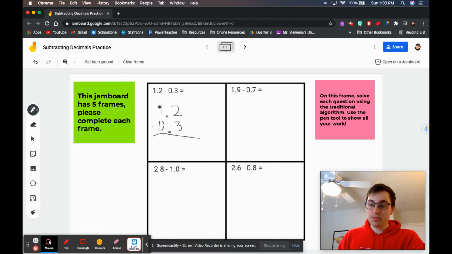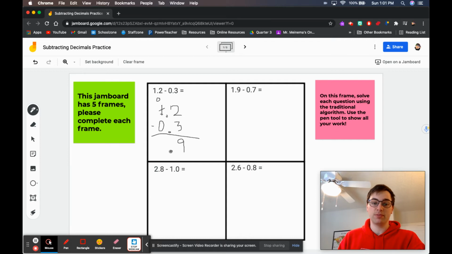We do need to regroup sometimes. So I don't have enough to subtract 3 from 2. So I am going to borrow from the next place value, even though it's on the other side of the decimal. So this 1 is going to become a 0. And this 2 becomes a 12. 12 subtract 3 is 9. And then I have 0 left to subtract here.